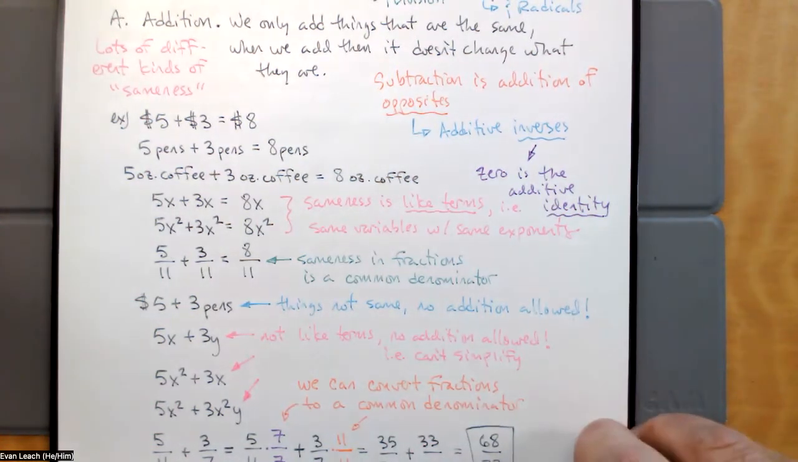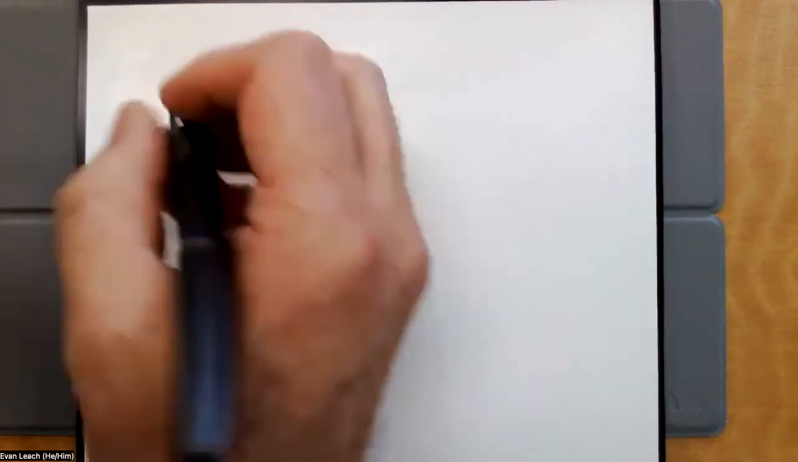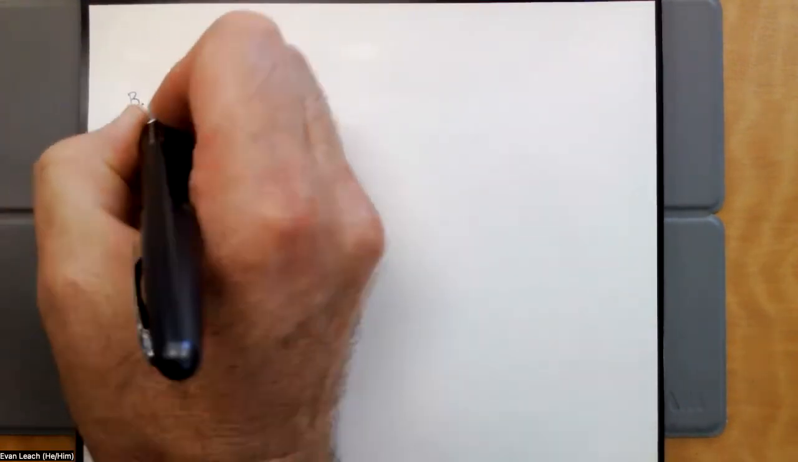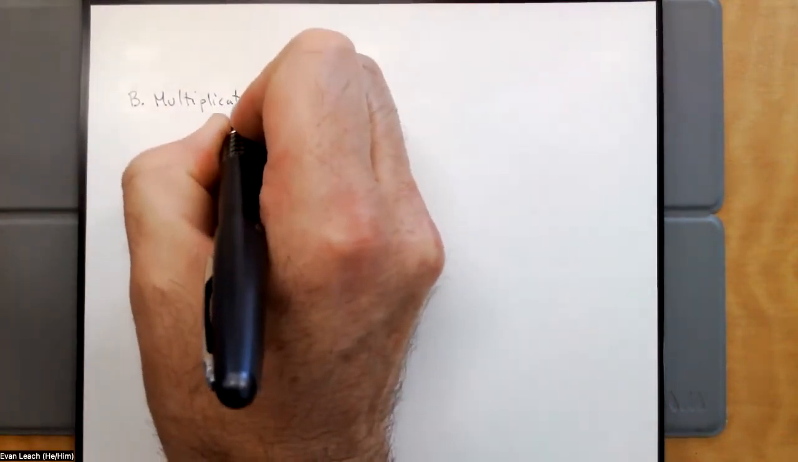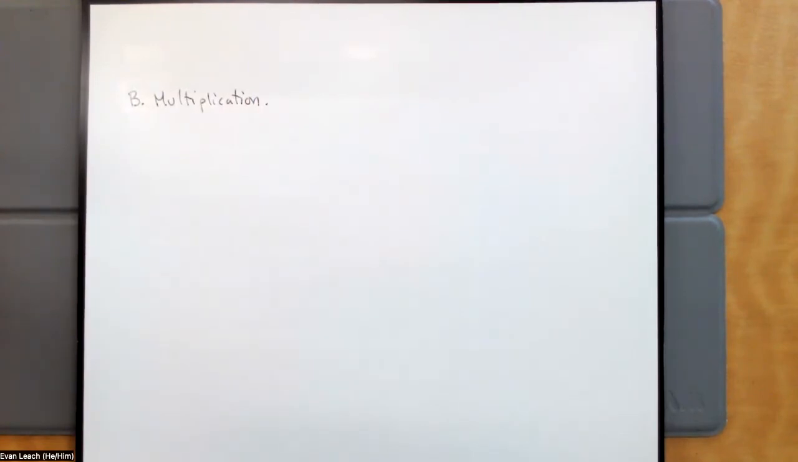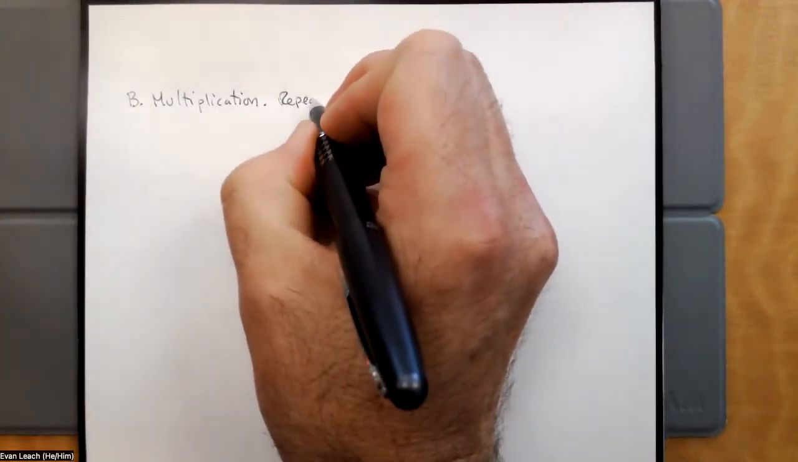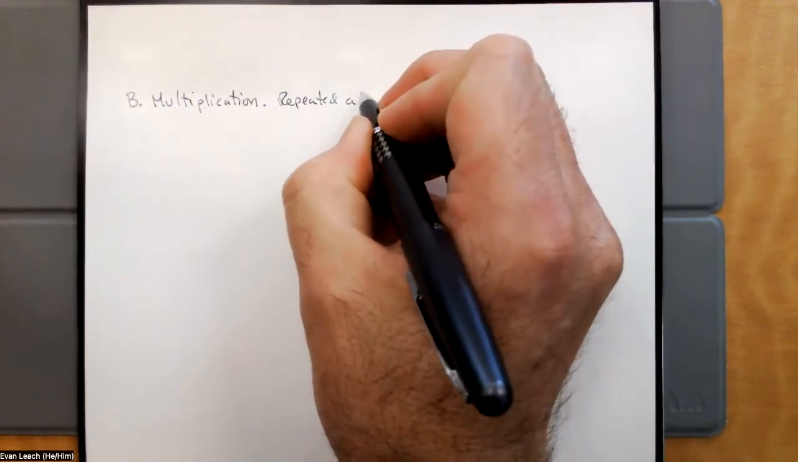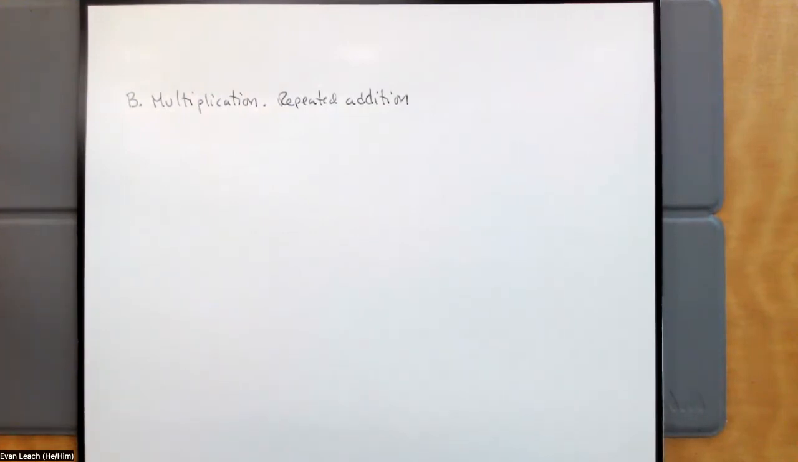So that's addition. We only add things that are the same, and when we add them, it doesn't change what they are. B. Multiplication. Multiplication is repeated addition.